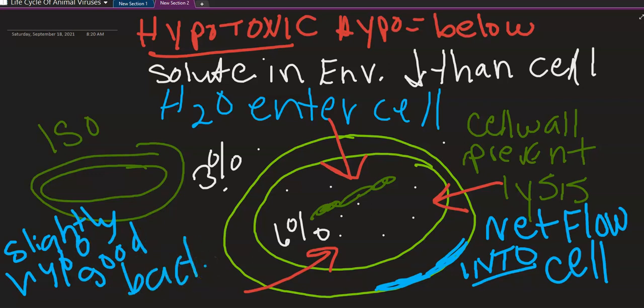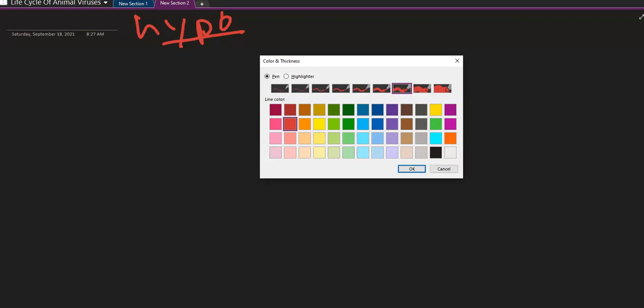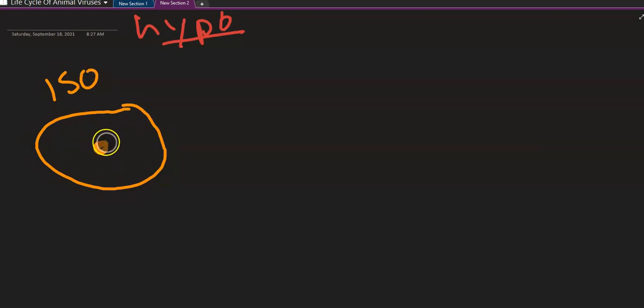All right. So let's look at the hypotonic environment for a cell without a cell wall. You're going to have the cell here. So let's draw our original. This is going to be our isotonic cell. It's our nucleus. Remember, we have equal rates going in and out. All right, so this is going to be our hypotonic for the cell.